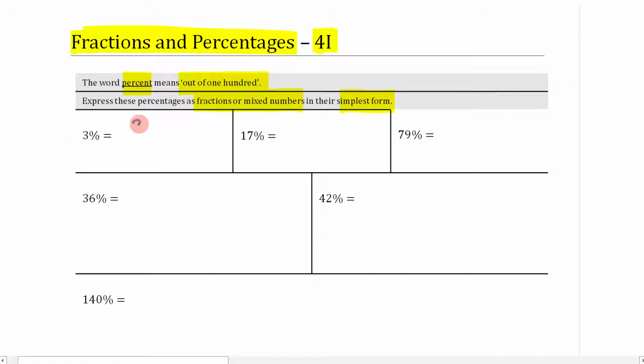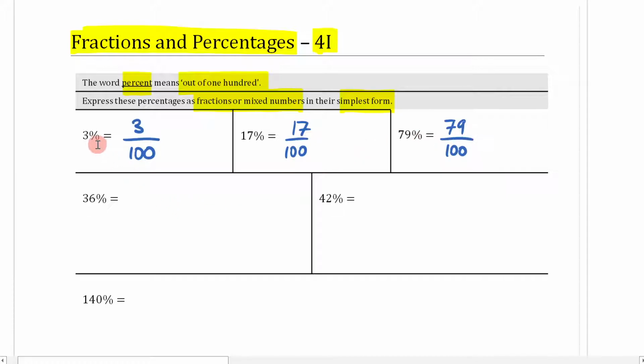3% means 3 out of 100. Now, can that be simplified? No, it cannot. So I just leave it like that. My answer will be 3 out of 100. 17% is just 17 out of 100. Again, it can't be simplified, so I just leave it. And then 79% will just be 79 out of 100. It can't be simplified, so you just leave it. So as you can see, if you're ever given a percentage and you're asked to write it as a fraction, you simply take the number and put it over 100.